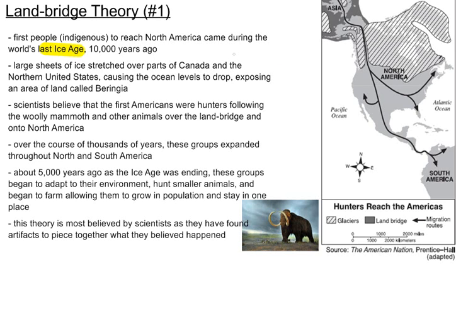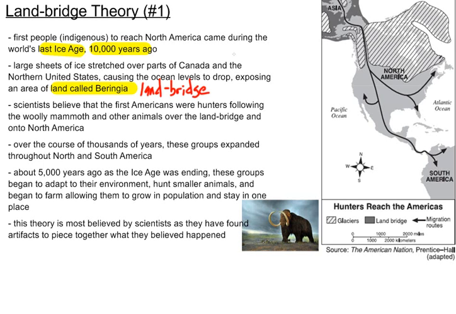This theory states that the first people, or indigenous people, came to North America during the last ice age, which was about 10,000 years ago. Large sheets of ice at that time stretched over parts of Canada into the northern United States, causing ocean levels to drop, exposing an area of land called Beringia. This is where you get the name land bridge from, because land was exposed and they used it as a bridge to cross from one continent to another.